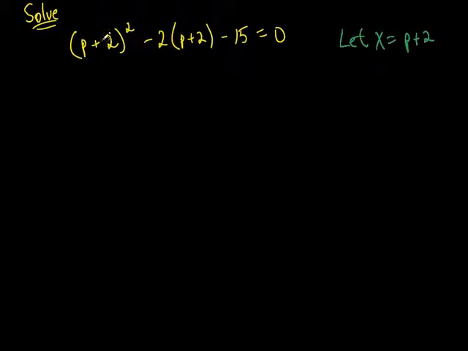All right, so let's do this. Instead of p plus 2 squared, what did I say p plus 2 is equal to? It's equal to x. So instead of p plus 2 squared, it's x squared. Good. Minus 2, and then instead of times p plus 2, it's times x. Minus 15 equals 0. There's that factoring again. Now that looks a little more familiar, doesn't it? That looks a little easier to deal with. So let's go ahead and solve for it.